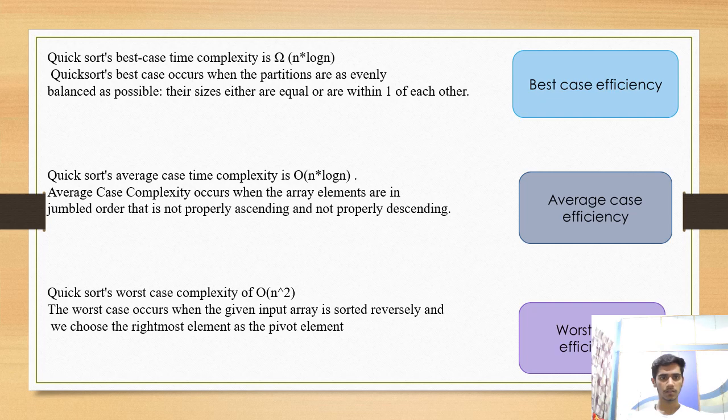Moving on to average case. Quicksort's average case time complexity is also n log n. Average case complexity occurs when the array elements are in jumbled order, that is, not properly ascending or not properly descending. Quicksort's worst case complexity is n square. The worst case occurs when the given input array is sorted in reverse and we choose the rightmost element as the pivot element.